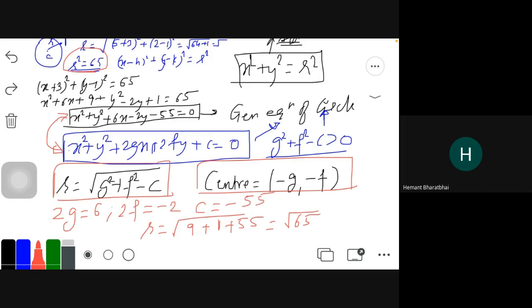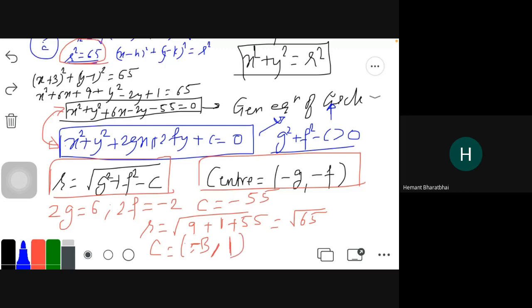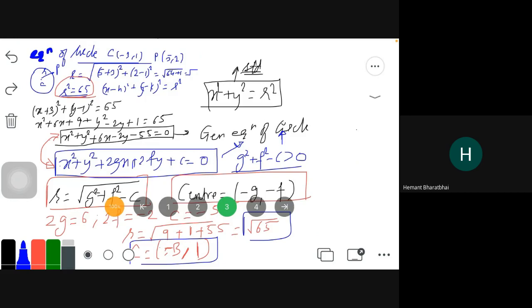Then center is minus g comma minus f. So g is 3, so minus g will be minus 3. And minus f, f is minus 1, so minus minus will become plus. So I'll get center as minus 3 comma 1. Now if you compare, you can clearly see in the given question, the center was minus 3 comma 1, so we have got minus 3 comma 1. And the radius we had got as root 65, so here also we have got root 65. So in reverse also we have understood.